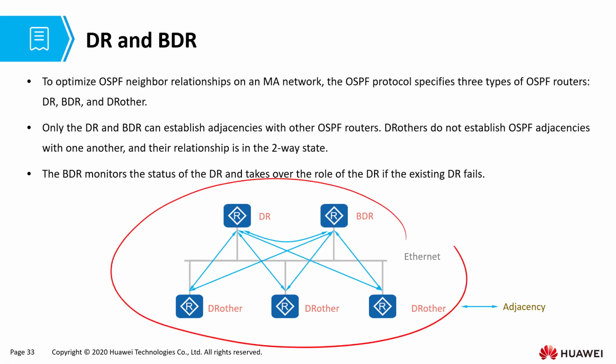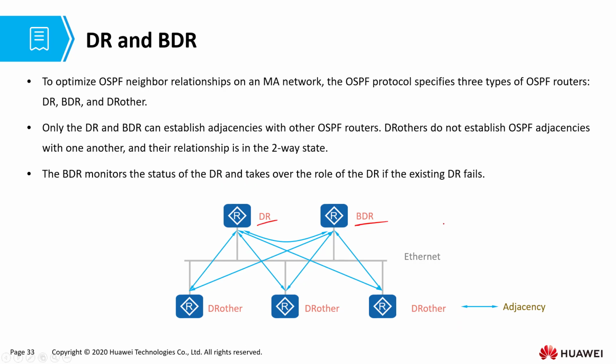For any OSPF multiple access network, we shall have a designated router, we shall have a backup designated router, and all the other routers, if they are there, will be called DR others. So in this case, designated router is that router, backup designated router is that one, all these are DR other. Now, only relationships with the DR or BDR will be adjacencies. If you're relating with something other than DR and BDR, that's going to be a non-adjacency. It's going to be a neighbor relationship.